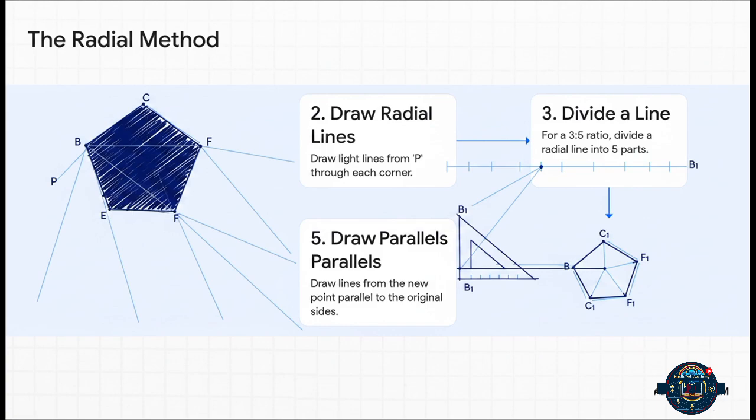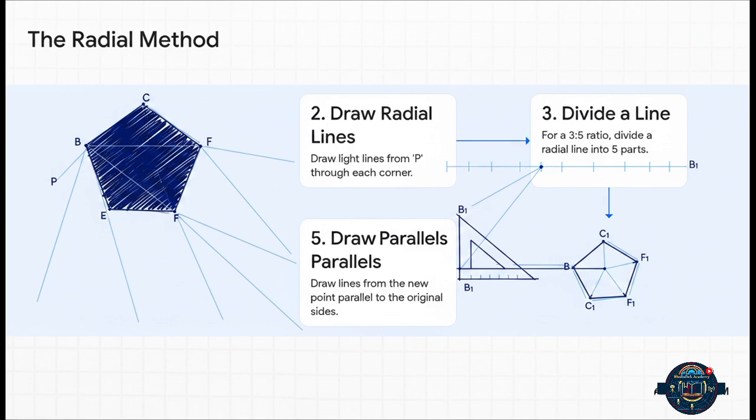So you start with your original figure and you pick a point P, the pole, somewhere outside of it. Step 2, you draw light construction lines from that pole straight through every corner. Now for the scaling part. Let's say we want a 3 to 5 reduction. We'll focus on one of those lines, say the one going to corner B. We divide that line into 5 equal parts. Then we mark the third division point. That's our new corner, B1.